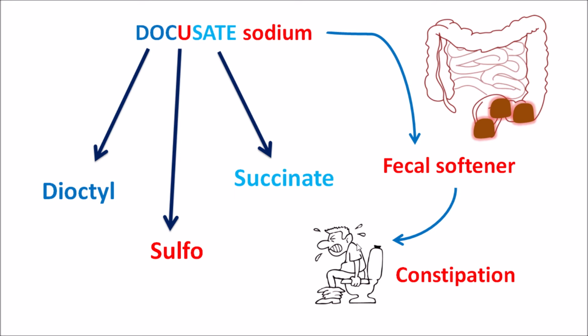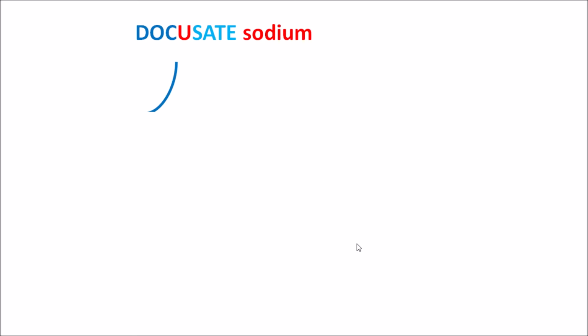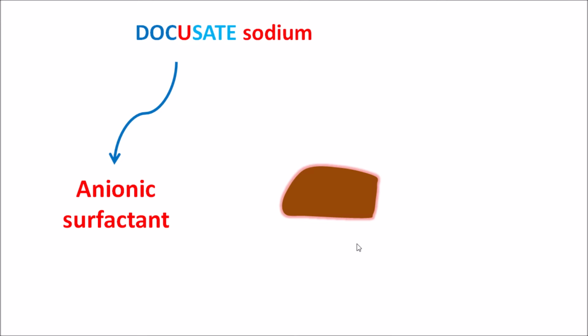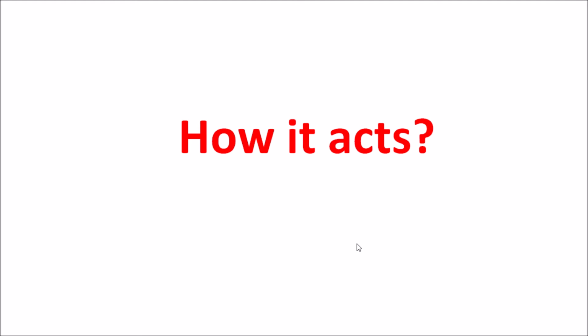And since this drug is having the sulfonate moiety, this drug acts as an anionic surfactant. So this drug acts as an ion exchanger and it reduces the surface tension. So this drug can reduce the surface tension of the stools so that water and other minerals can enter, resulting in the softening of the stools. This permits less effort for defecation, thereby it relieves the symptoms of constipation. Now let us see how this drug acts.